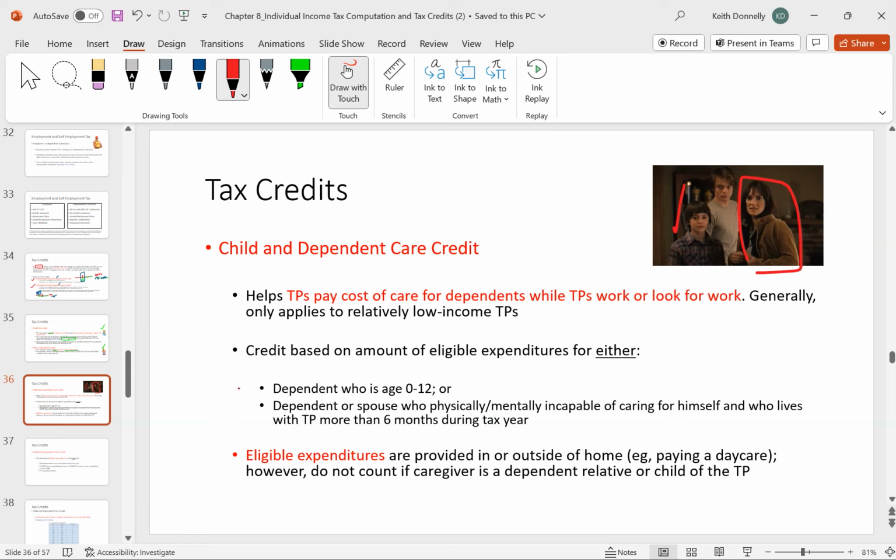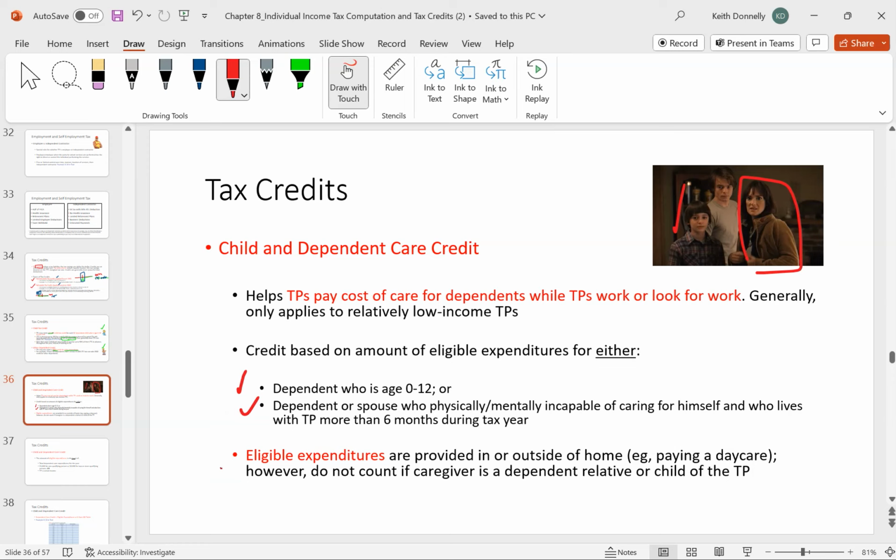That's great. The rules here, they're going to have to be a dependent between 0 to 12, or it can be really anyone if they're physically or mentally disabled. So that's the first thing. You have to have the right setup. Somebody looking for work, and generally a kid below 12, like 12 and below.